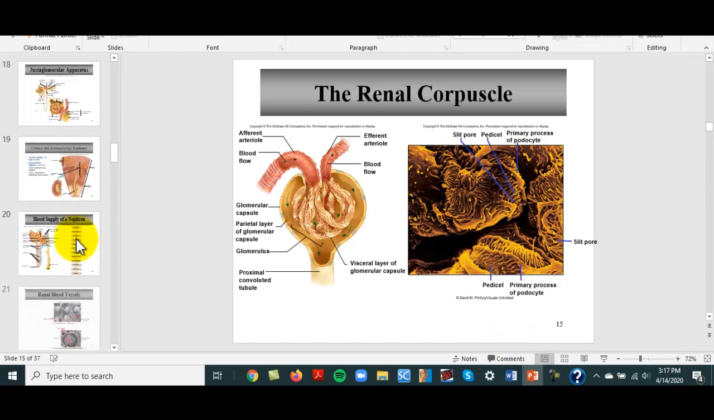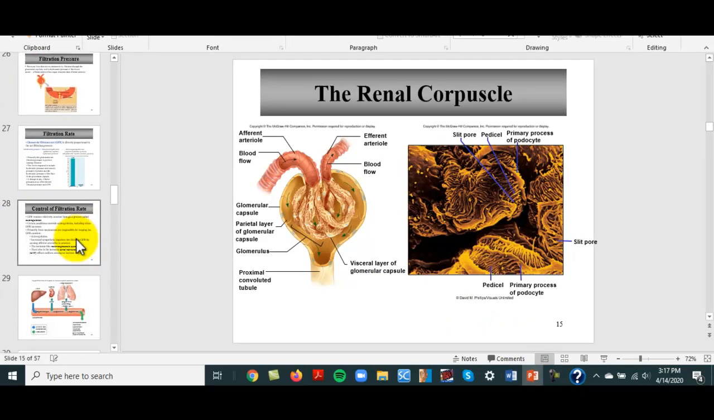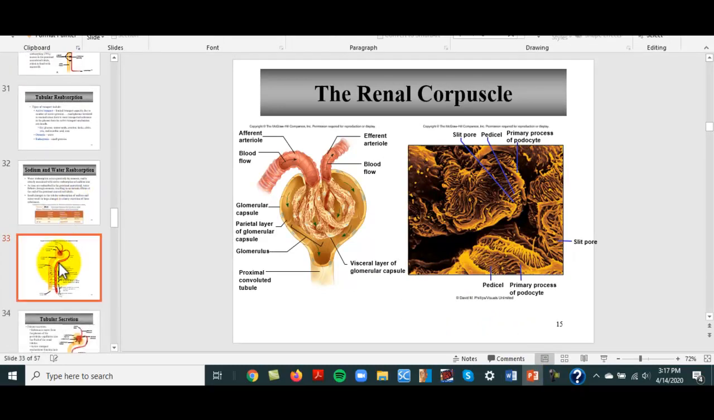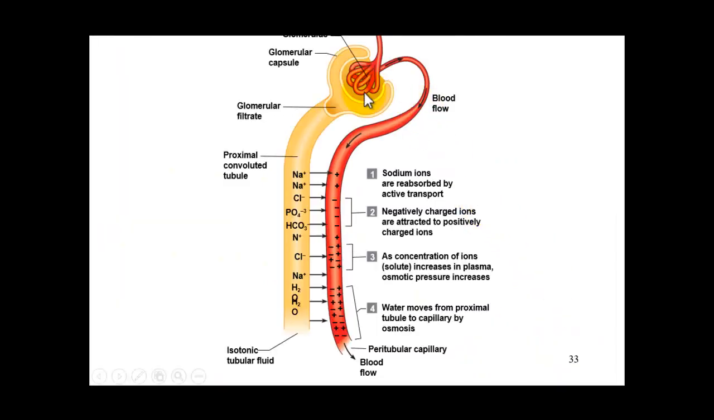So to go a little further on, in your PowerPoint here, this is a really good slide. Here's a glomerulus, here's the afferent arteriole, here's the blood leaving after it's been filtered, the efferent arteriole, and then you see it going down this way. So all that filtrate is captured by the glomerular capsule, and you see when it starts going down through here, the proximal convoluted tubule, 80% of it, look, is being pumped out.